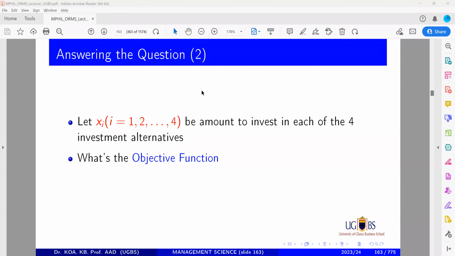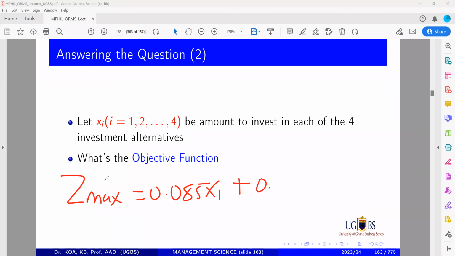Okay, so Doc, the Zmax will be equal to 0.085 x1. Guys, all of you should write it down. If you are not writing it down, you are in trouble. Plus 0.05 x2. Plus 0.065 x3.